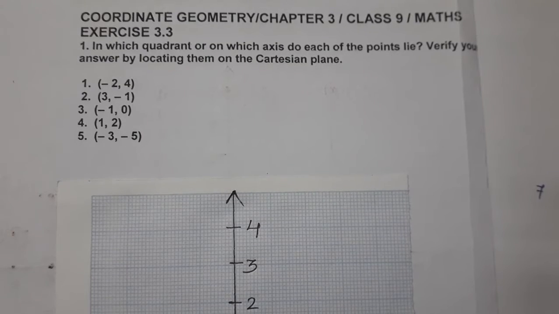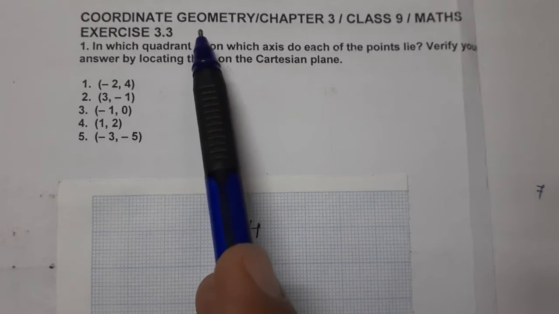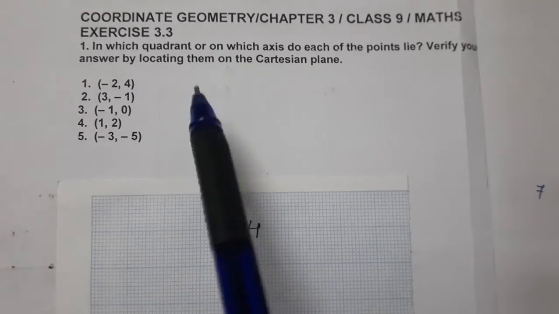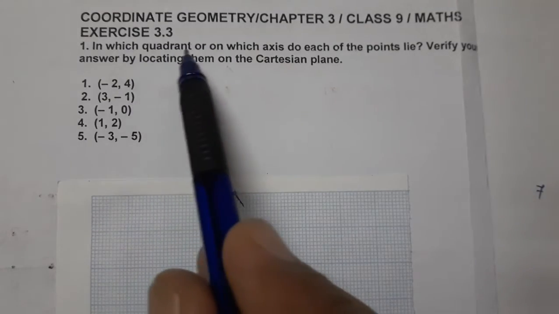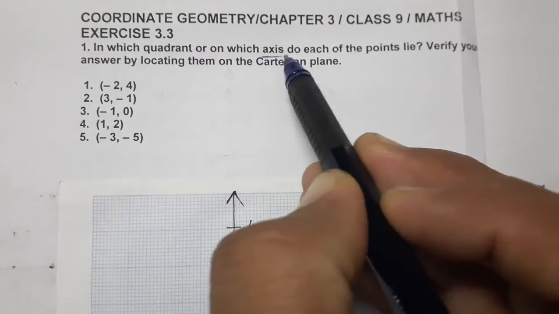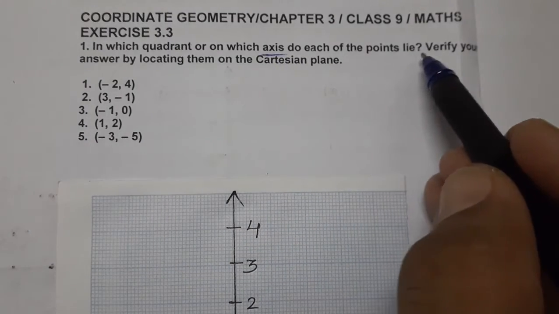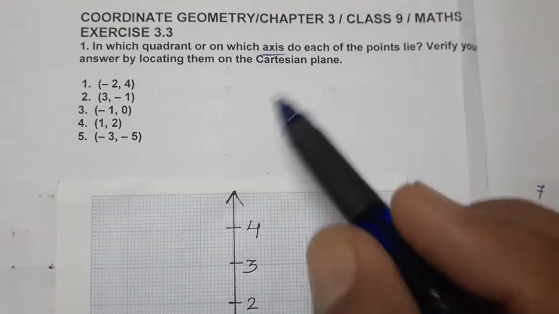Hello students. So let's do exercise 3.3, class 9 maths, chapter 3. This is the last exercise, coordinate geometry. Now, what is the question? In which quadrant or on which axis do each of the following points lie? Verify your answer by locating them on the Cartesian plane.